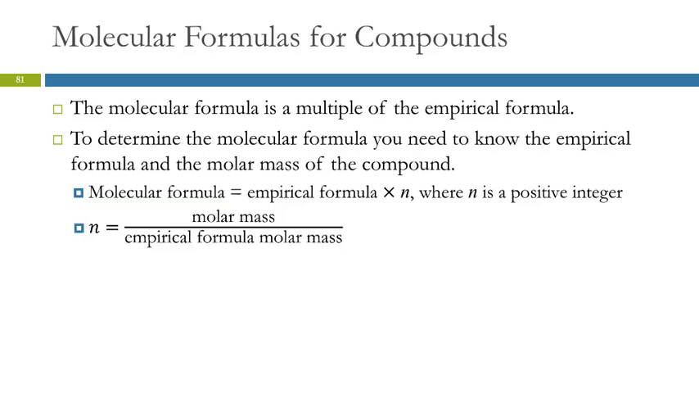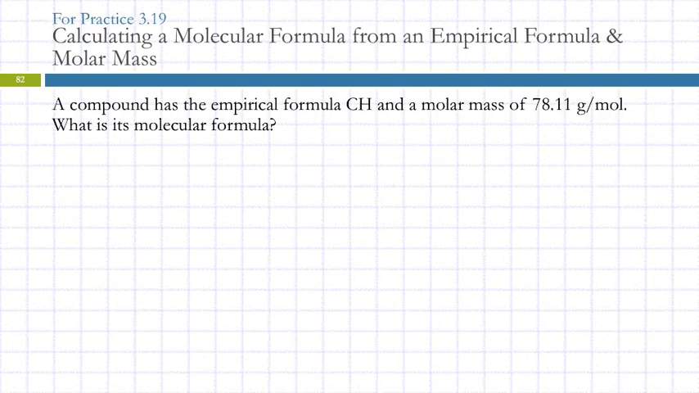So to find the molecular formula, we need one more piece of information. We need the molar mass of the compound. The molar mass of the compound is going to be some multiple of the empirical mass of the compound. So the molecular formula is the empirical formula times some integer, n. We can find out what that integer is by taking the molar mass and dividing it by the mass of the empirical formula. That probably doesn't make a whole lot of sense, so let's do an example, and hopefully it'll be more obvious.